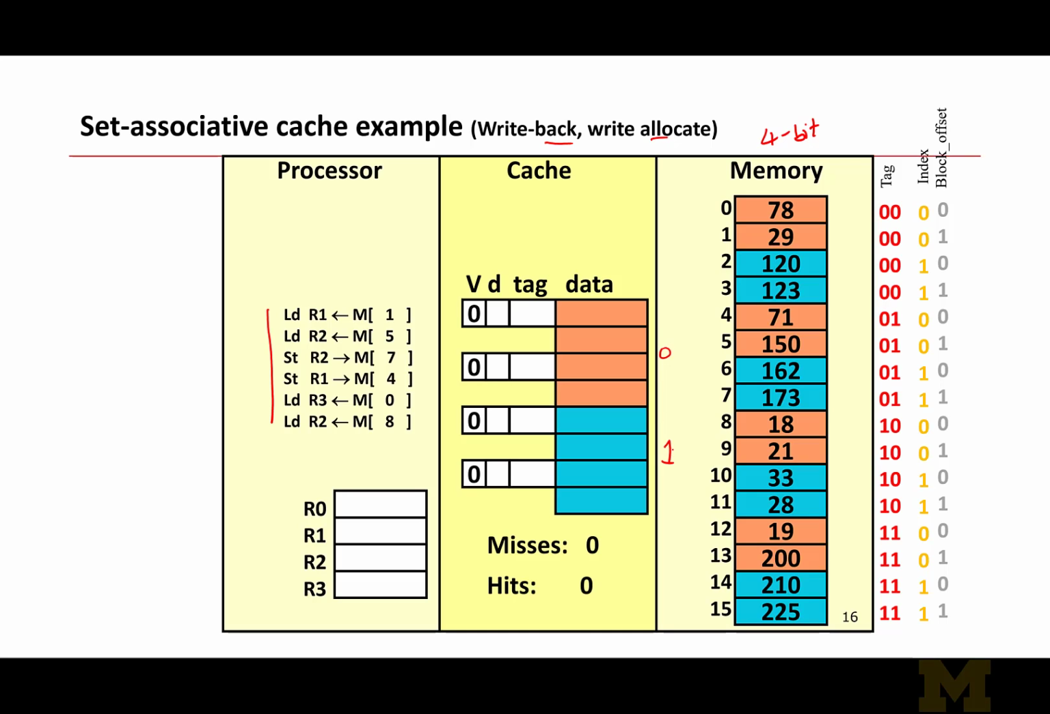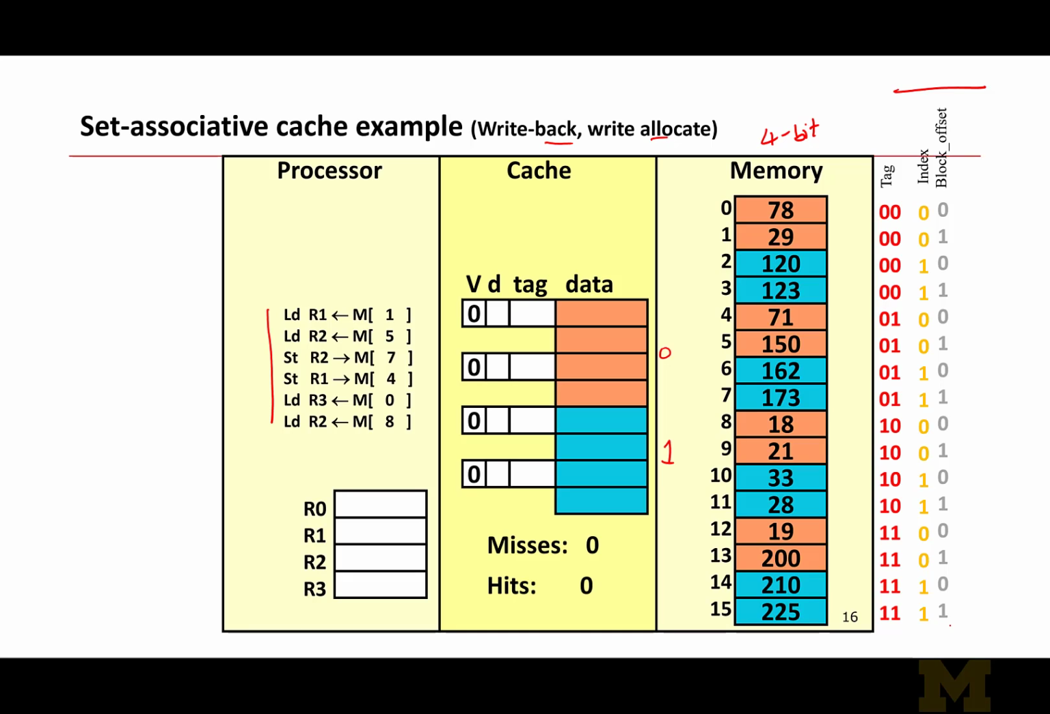And the way that we are going to identify the cache set for an address is using 1 bit, because we have only 2 cache sets, so we just need 1 bit in the address to figure out which set a particular cache block should go to. So what I have done on the right hand side of the slide is taken the addresses from 0 to 15 and partitioned them into these 3 components.